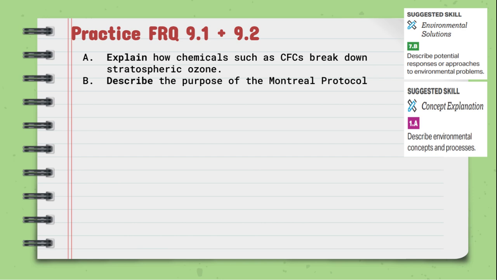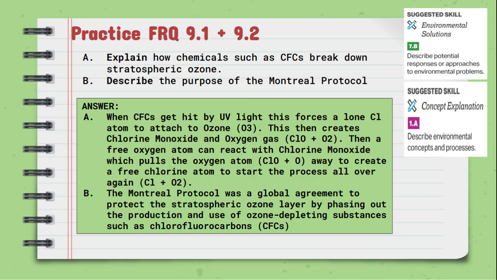All right, at this point, you should have answered our practice FRQ: explain how chemicals such as CFCs break down stratospheric ozone, and describe the purpose of the Montreal Protocol. Looking at A, the key piece here is mentioning chlorine. A lone chlorine atom attaches to ozone and pulls an oxygen away, making chlorine monoxide as well as oxygen gas. A free oxygen atom can then react with chlorine monoxide, pulling that oxygen away to create a free chlorine atom and oxygen gas, but that chlorine atom can then begin the process all over again.